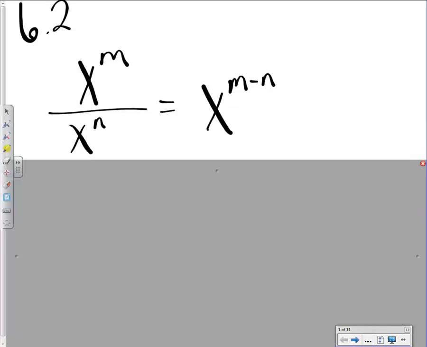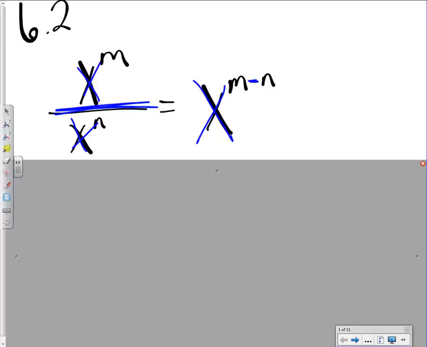The first one is this. It is a base x raised to the m power divided by x to the n power is the same thing as x to the m minus n power. All right, so let's talk about this one. If the bases are the same, which they are, and it's a division problem, you're going to keep the base and you're going to subtract the exponents.